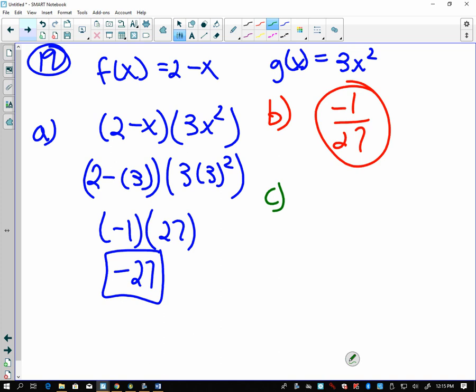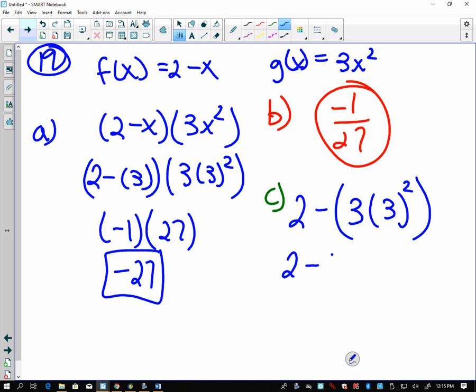And then finally, C, they want f of g of 3. So they want me to take g, plug it in for the value of x, and then plug 3 in for the value of x in the g. So this is kind of a Russian nesting doll thing. So we're going to take f, and that is 2 minus, and then we're going to take our g, 3 parentheses 3 squared close parentheses. That's f of g of 3. So that's 2 minus 27. That would give me negative 25.